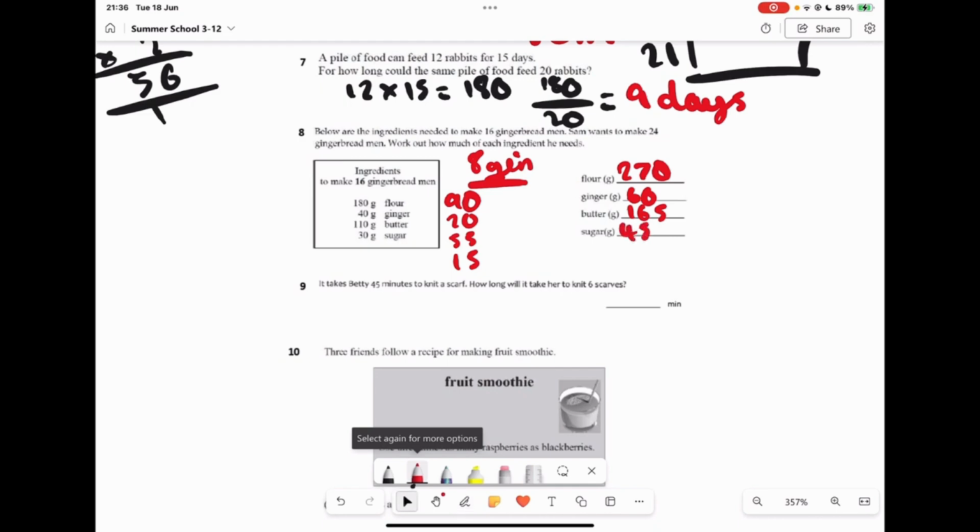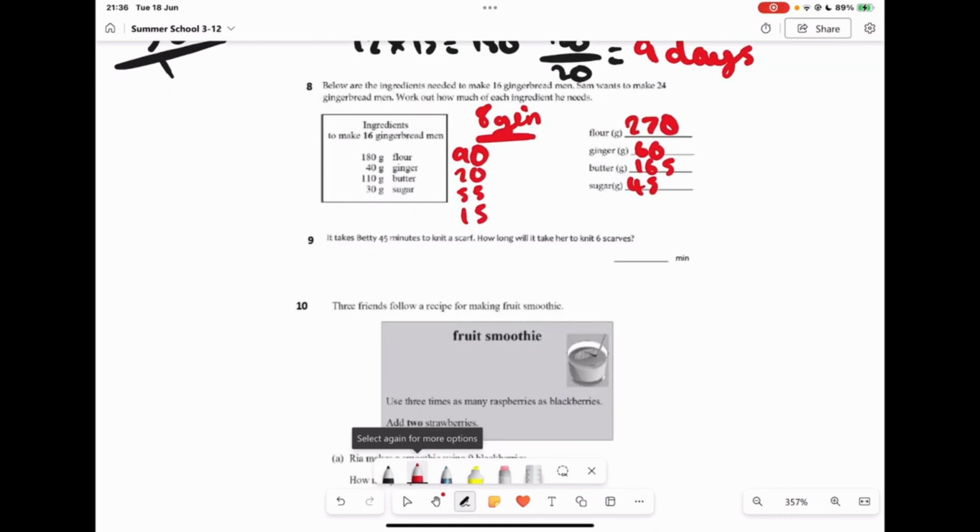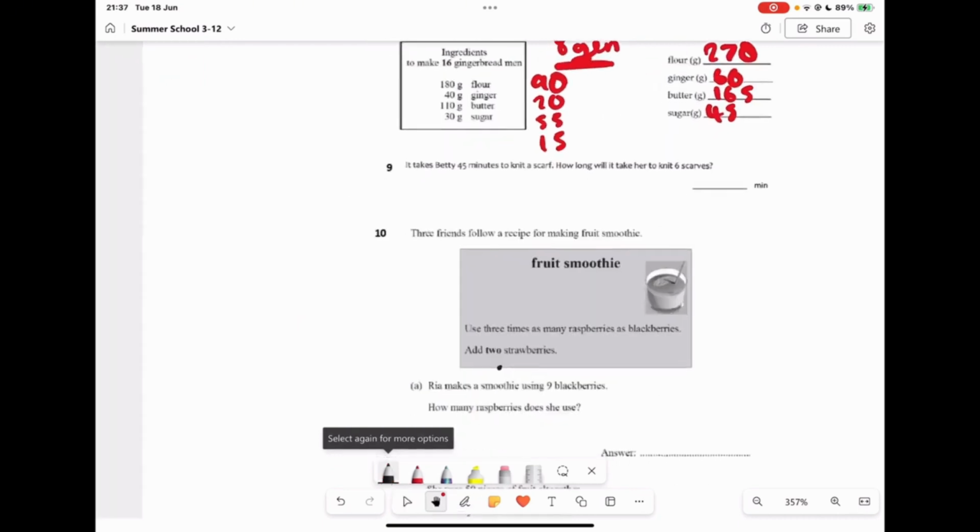Okay. Question 9. It takes Betty 45 minutes to knit a scarf, so how long will it take to knit 6 scarves? So, how we're going to do this is we are going to take out 45 minutes to knit 1 and simply multiply that by 6. So 45 and then multiply by 6.